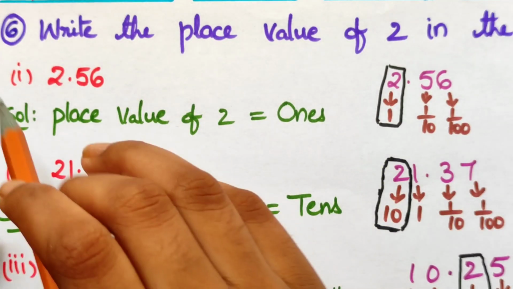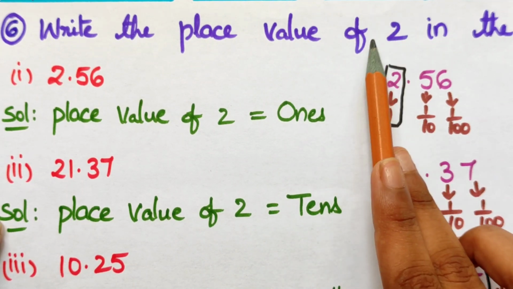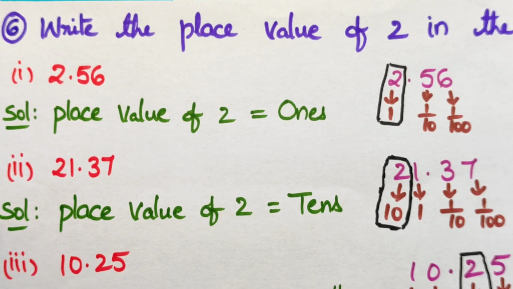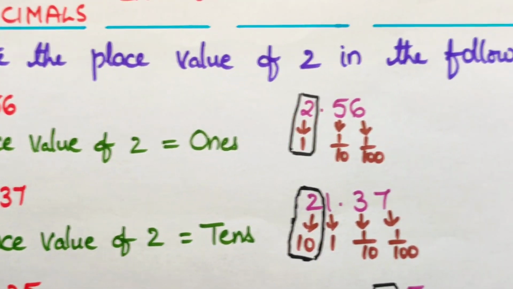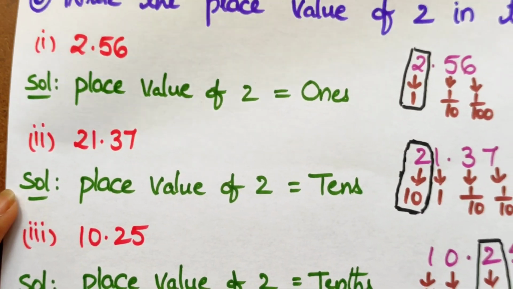Okay friends, now let us see sixth question. Write the place value of 2 in the following decimal numbers. There are some following decimal numbers given, and we should write the place value of 2 in each of the following decimal numbers. Now let us see the first bit.